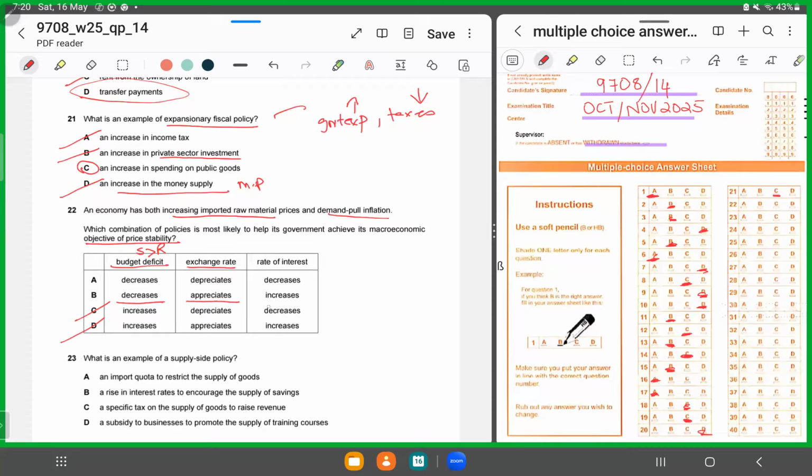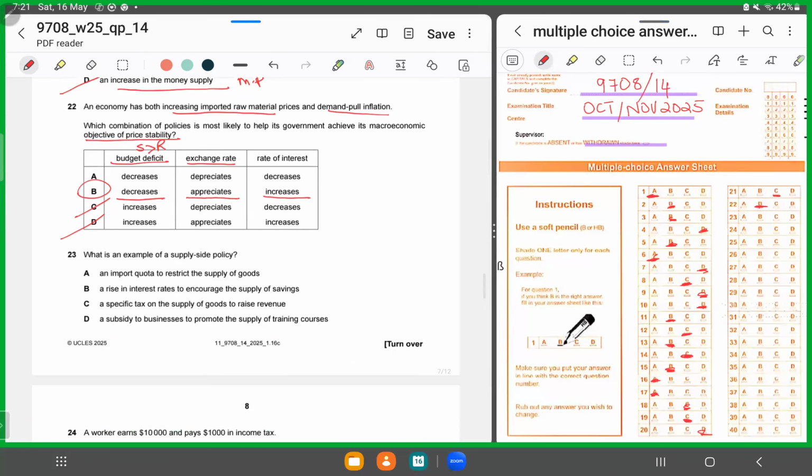And what about the rate of interest? The rate of interest should also increase so that people stop spending and start saving, because it becomes lucrative to save your money. So for 22, we'll shade in B as the correct answer.